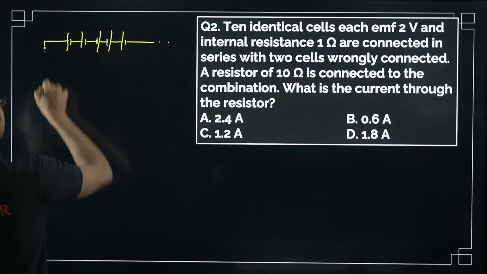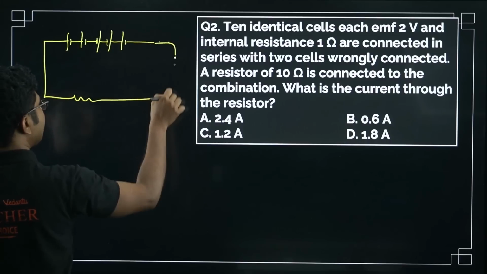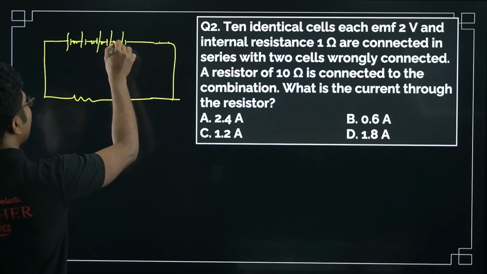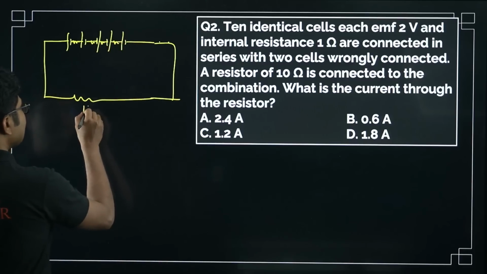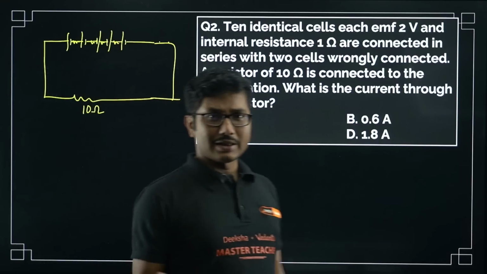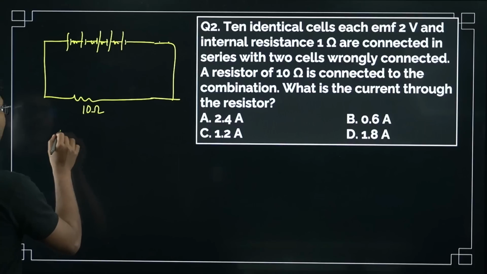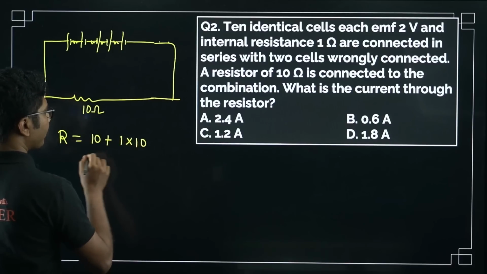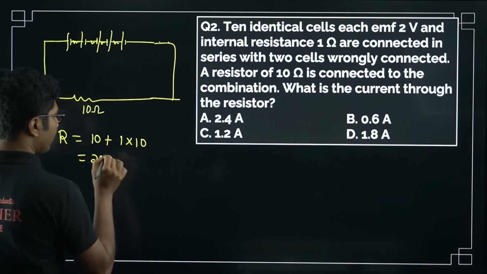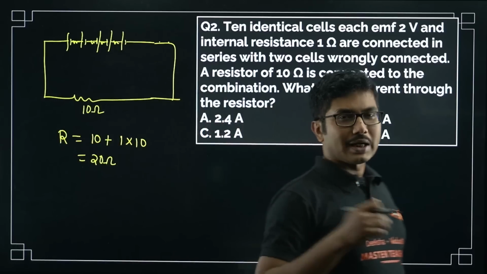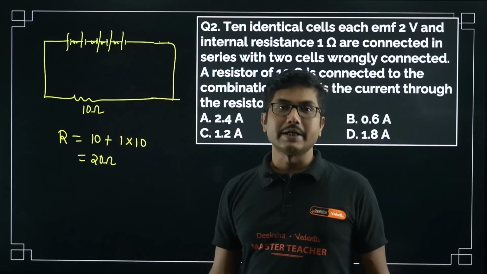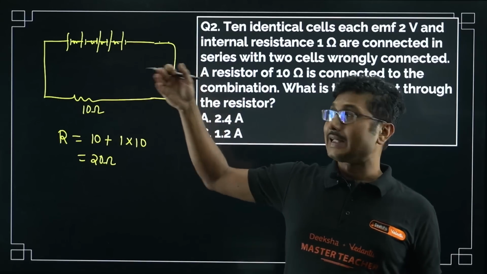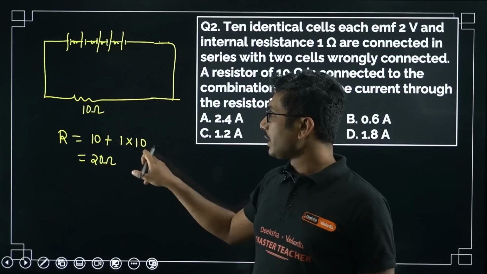I am not drawing all the cells. Each of them has 1 ohm internal resistance in between them. So what is the total resistance? 10 ohm is the external resistor, and the total resistance will be 10 plus 1 ohm into 10, that is 20 ohm. No matter how the cells are connected, the internal resistances will always be added. So resistances will be 1 into 10 plus 10, that is 20 ohm.